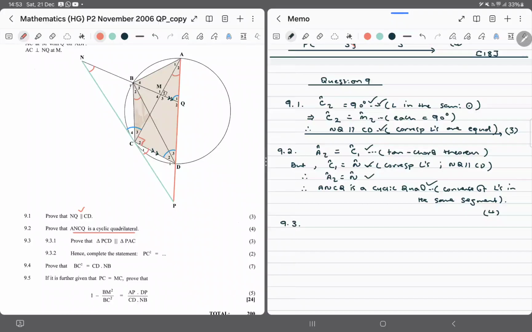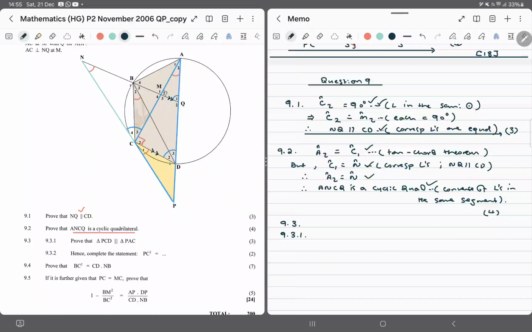9.3. 9.3 is divided to 9.3.1. We are then asked to prove that triangle PCD, so it is this small triangle here, is similar to PAC. So we're comparing the small triangle to the blue outlined triangle. This is just 3 marks. Why is it 3 marks? Because it's fairly easy.